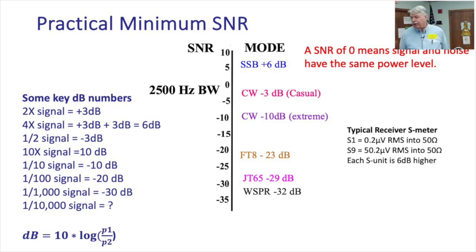And on the right, you can get a flavor for meter readings. Now, S meters are based on microvolt signals as a base. An S1 signal is about 0.2 microvolts, and S9 is about 50 microvolts in 50 ohms. And every S unit is basically about 6 dB. That's kind of the general standard. Some radios are a little bit different than that, but that's a basic rule of thumb. Next slide.